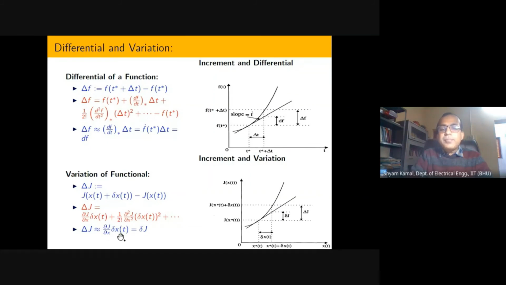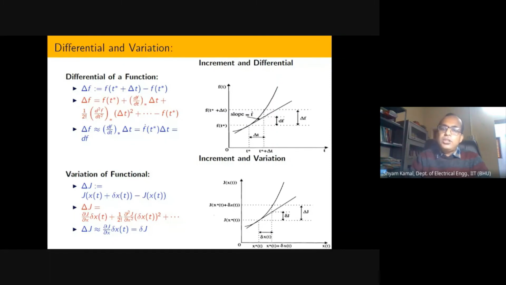Okay, and interpretation is again like this. So what is the main message of this slide? Whenever we are solving a calculus problem, at that time we are talking about the differential of a function. Whenever we are solving the optimal control problem, at that time we are talking about the variation of the function. Okay, and in this way we are defining the differential or variation.